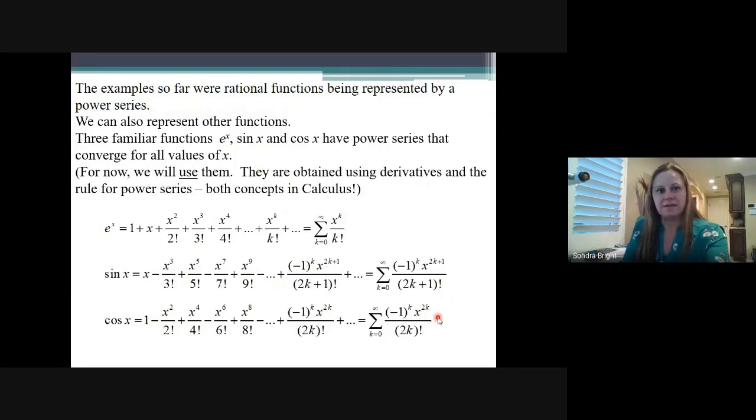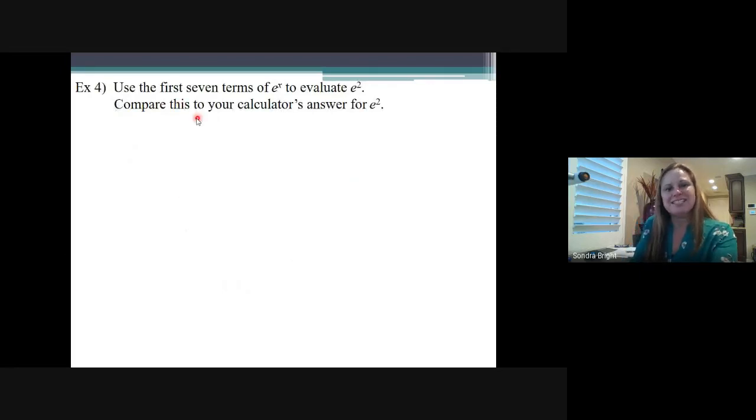So let's do that now. We're going to use the first 7 terms of e to the x to evaluate e squared. So here's the e to the x pattern. It's 1 plus x plus x squared over 2 factorial plus x cubed over 3 factorial, and it keeps on going.